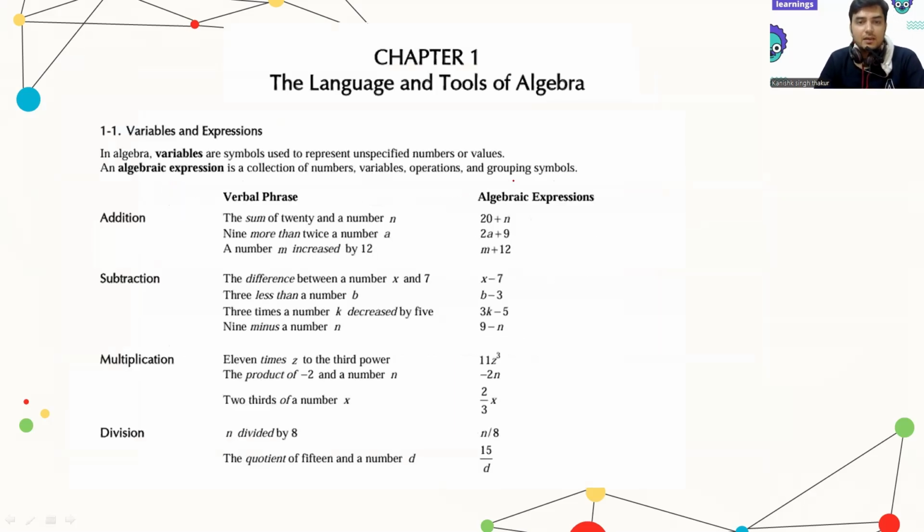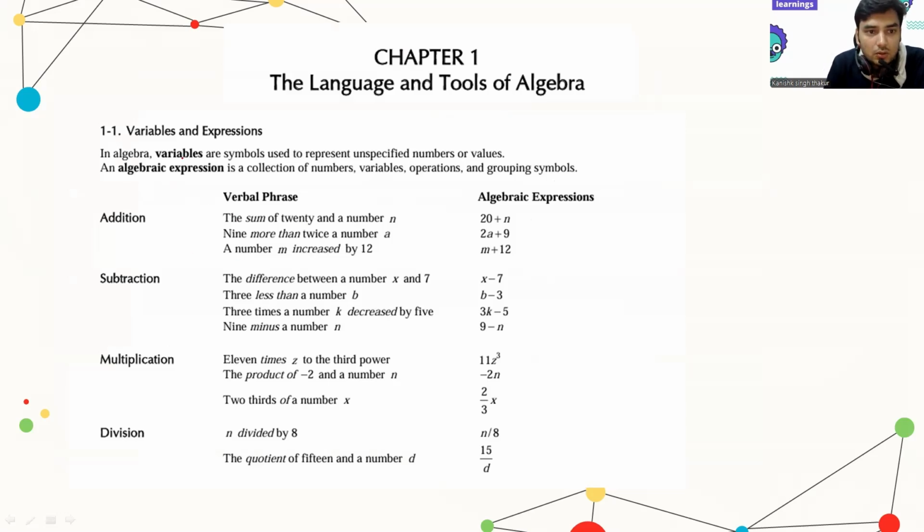So what we have here is the language and tools of algebra. Obviously, I am assuming that you guys already know this, because you are coming from A levels, your grade 12, whatever. So you must be aware of the things. I'm not going into the very basics. I'm going just with the approach we take for the SAT.